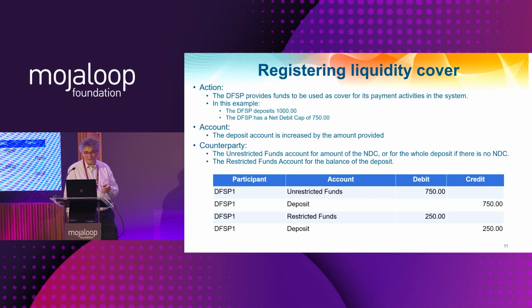So as you can see here, there's a debit from the unrestricted funds account, so those funds are now available, and a corresponding credit to the deposit, and a similar credit of 250, which is the balance of the deposit over and above the net debit cap, which goes into the restricted funds account, and you will see two entries in the ledgers, one for the unrestricted funds and one for the restricted funds, for a total deposit of 1,000 clams.